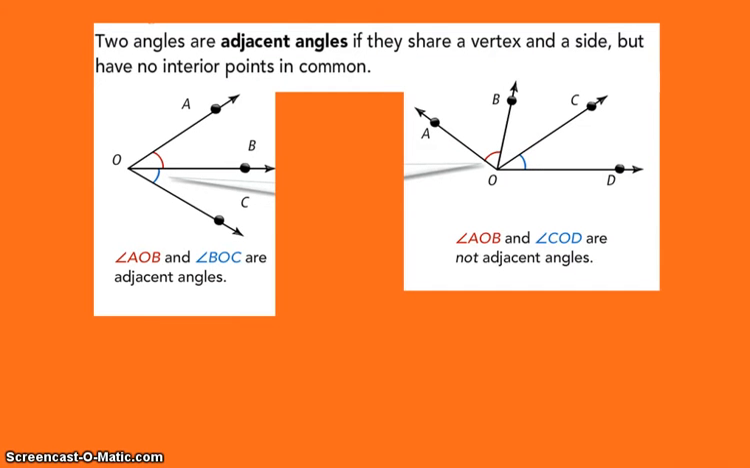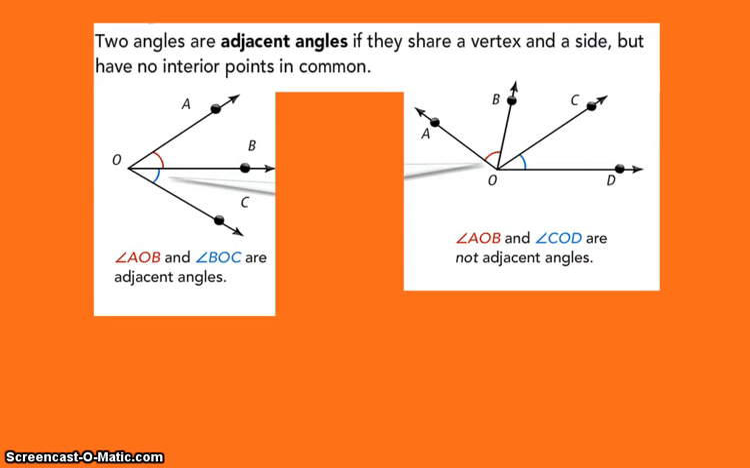2 angles are adjacent if they share a vertex and a side, but no interior points in common. On the left side, angle AOB and angle BOC are adjacent. If you look at the way the angles are identified, both the middle letters are O, meaning they both have the same vertex. Those 2 angles are adjacent. They share a side. They share side OB.